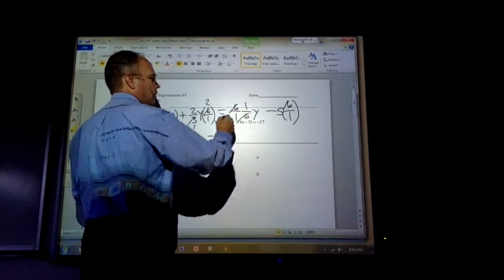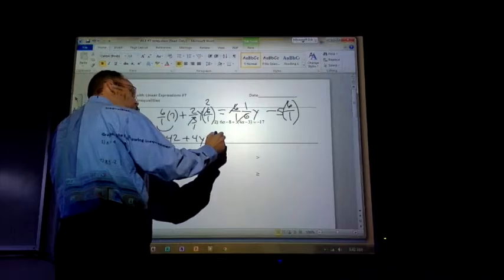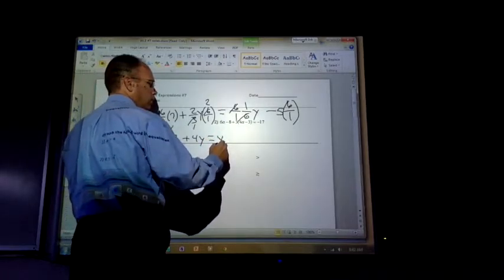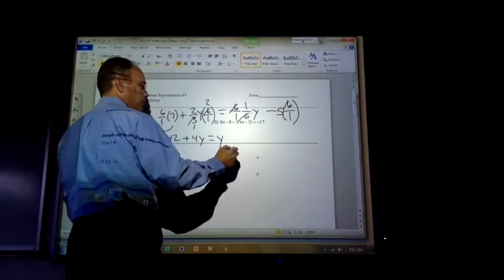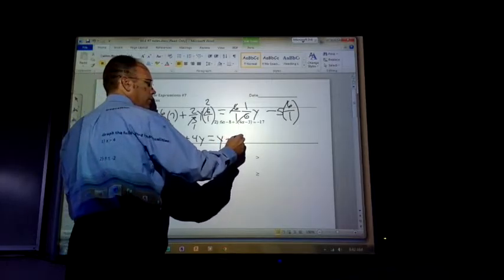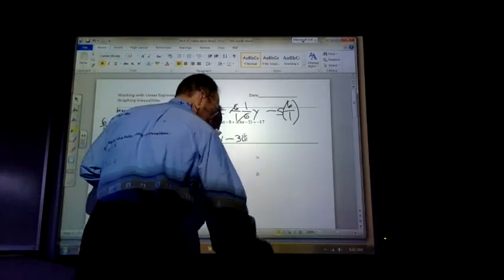Equals, those cancel. What does this become? 1y, which is just y. What does this become? Negative 30. Pretty sure you could go ahead and solve the rest of that. Look good? Okay. Erasing.